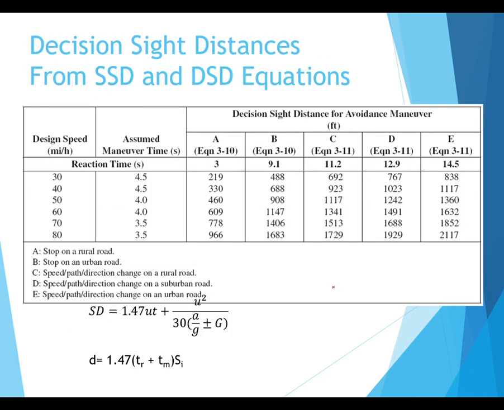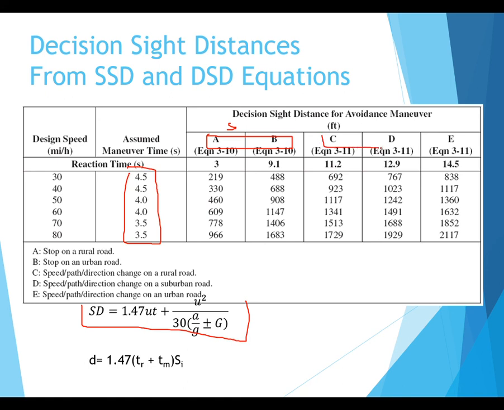Finally, guys, remember this table? We talked about the different kinds of decision sight distance. The decision sight distance comes from equations. For the first two cases, A and B, which were stop on a rural road and stop on an urban road, the equation comes here, and we now use the maneuver time, which is the time to stop. So that's how we do the first two.